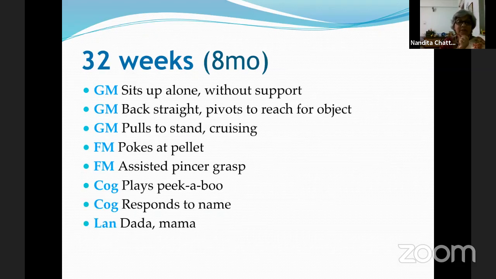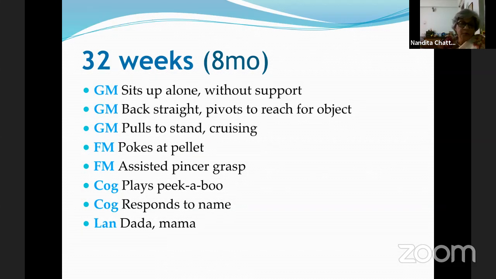At 8 months, the baby can sit up alone, even without support. And his back is now straight. He can turn to a side in a sitting position to get an object. If we give him a support, he will pull to stand. He can cruise from one furniture to the other. And now that he can sit, he can also see small objects and takes interest in small objects.